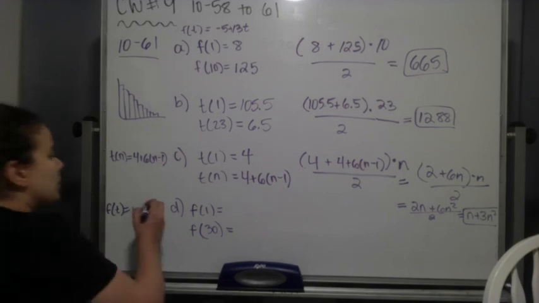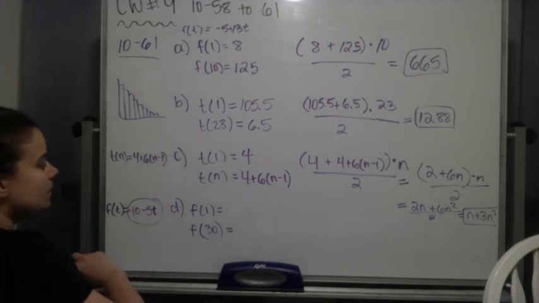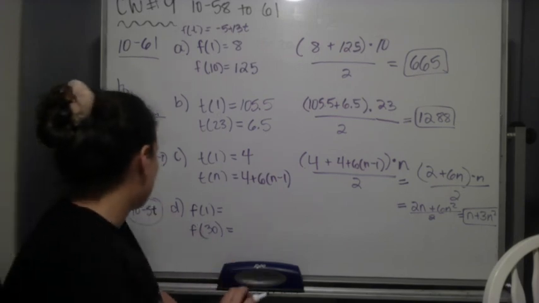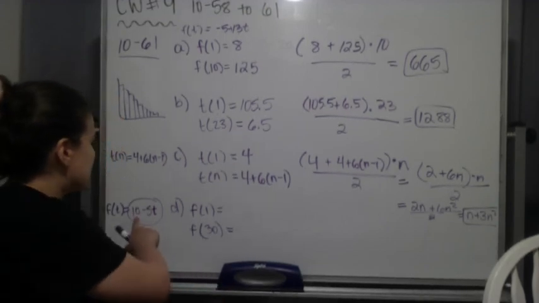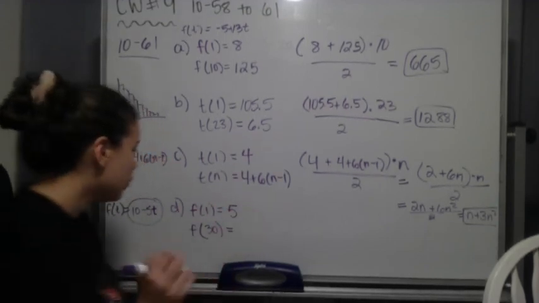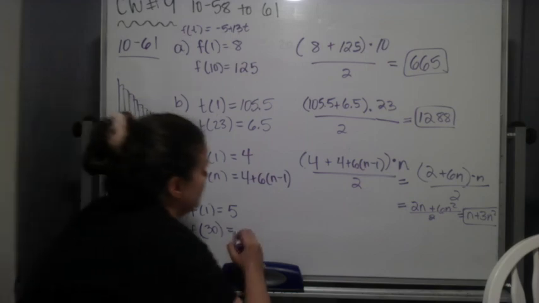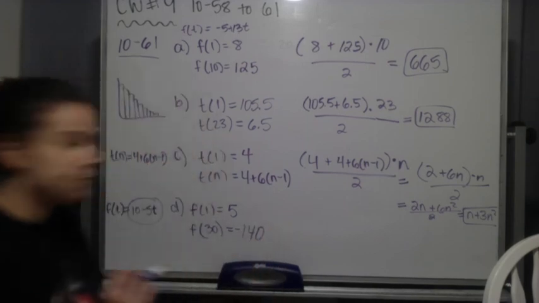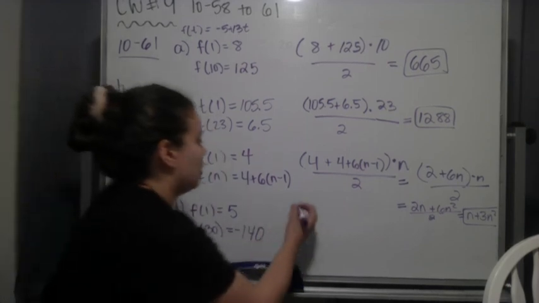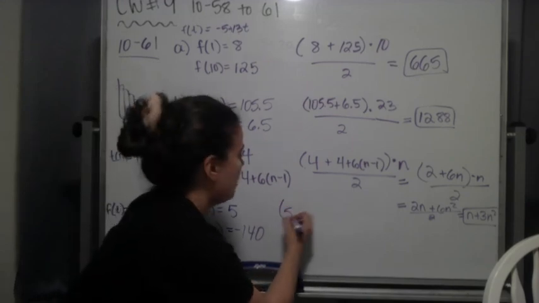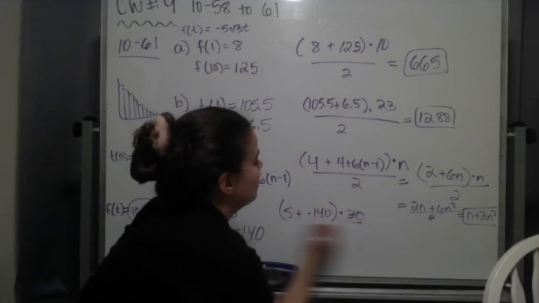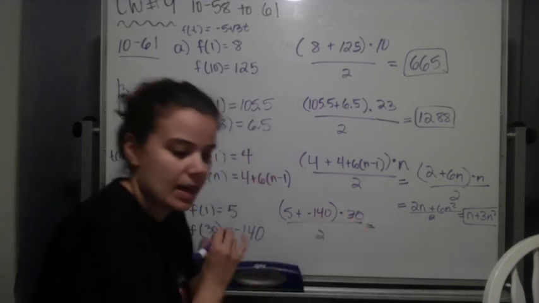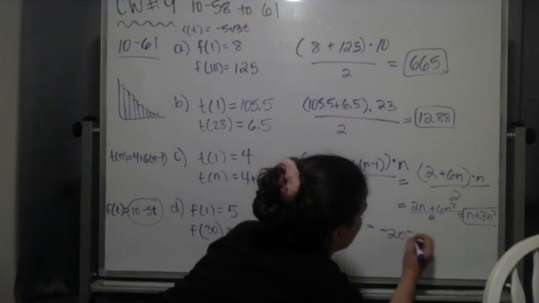And last but not least, another summation notation. Our function that we're dealing with is 10 minus 5t. So we want to evaluate the first and the 30th terms, as it says at the top and bottom of our sigma. So the first value is 10 minus 5 is 5. The 30th value is 10 minus 150, so negative 140. We can plug it in our formula, so 5 plus negative 140 times 30, all divided by 2, to get negative 2025.